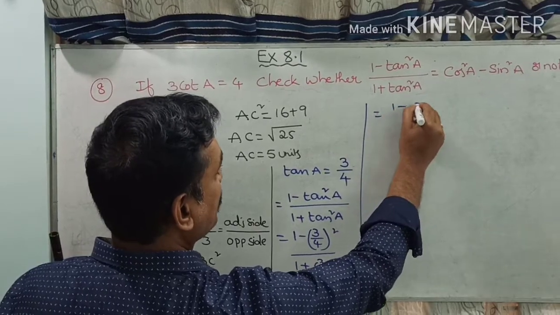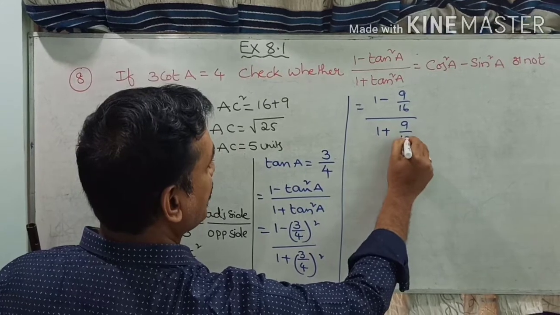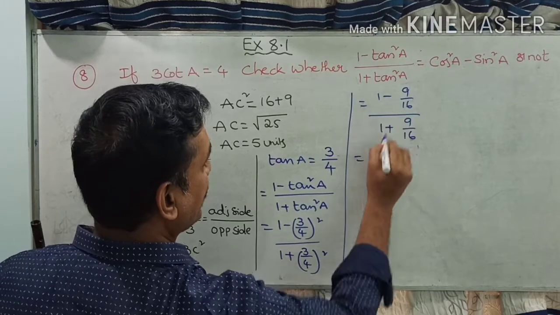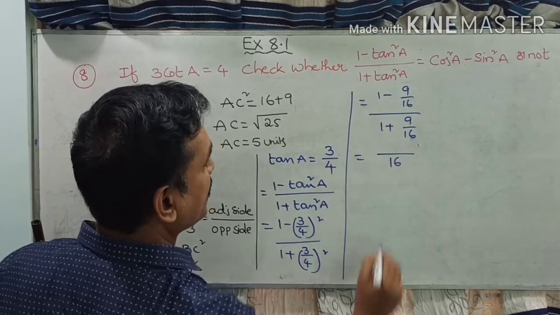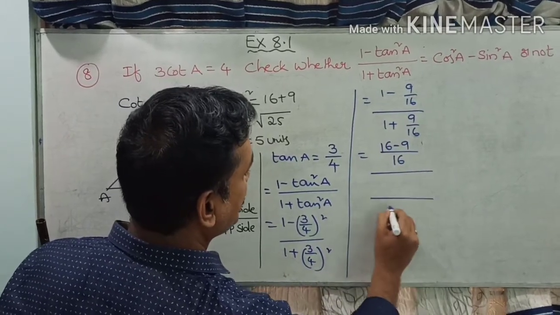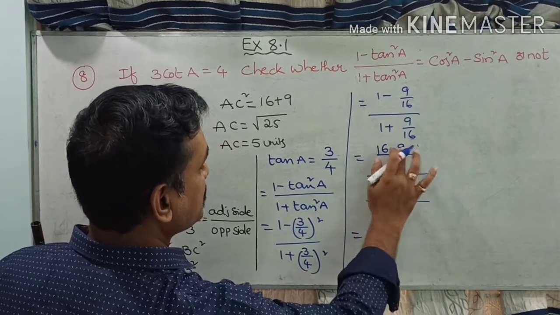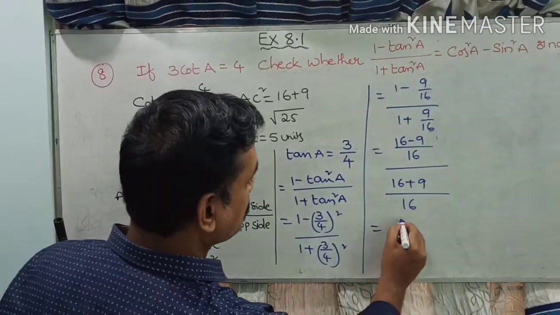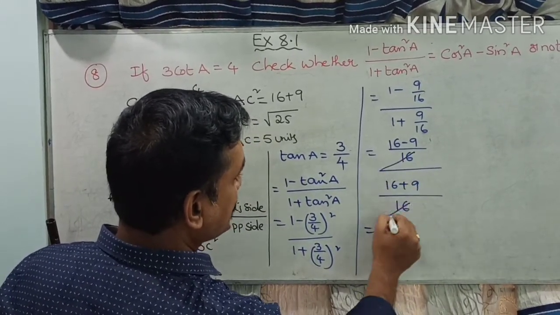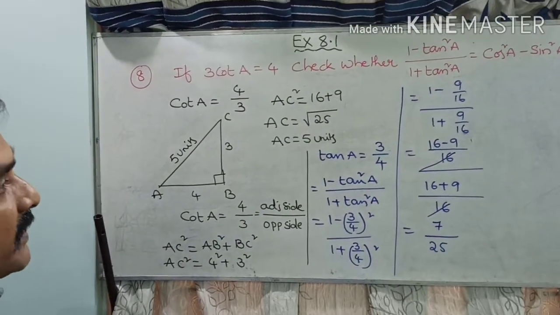That equals 1 minus 9 by 16 by 1 plus 9 by 16. Now if you find the LCM, in the numerator 16 is the LCM, 16 minus 9, and in the denominator also 16 is the LCM, 16 plus 9. 16 minus 9 equals 7, by, 16 cancels on both, 16 plus 9 is 25. So that is 7 by 25.